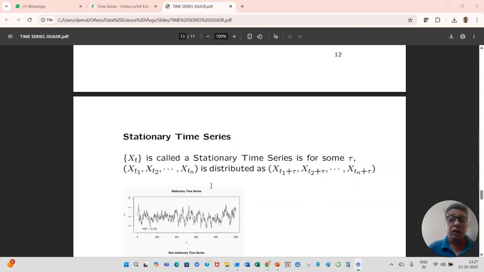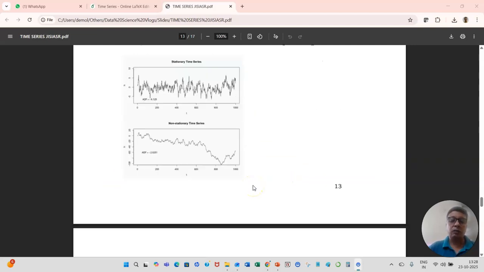And for integrated, the parameter d for the integrated model: x_t is called stationary if for any tau, the joint distribution of x_{t1}, x_{t2}, ..., x_{tn} is the same as that of x_{t1+tau}, x_{t2+tau}, ..., x_{tn+tau}. If the distribution matches for any tau, we call it a stationary series.